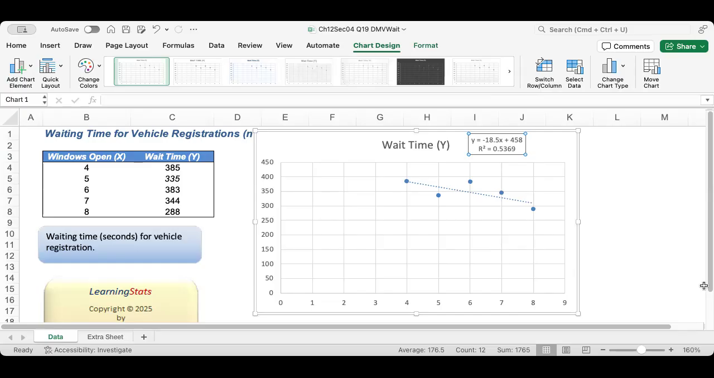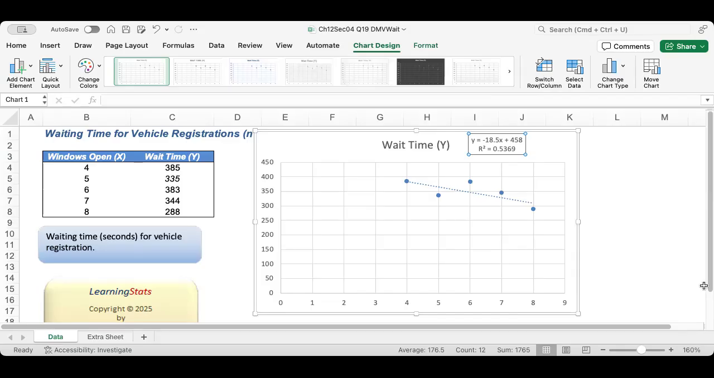The 53% of the variation in wait time is going to be attributed to the variation in windows open. Exactly. 53% of the variation in wait time is caused by, or due to, related to somehow. I shouldn't use caused. It's not caused, it's correlated. It is related to the number of windows open, which means that 46.3% is due to other stuff.